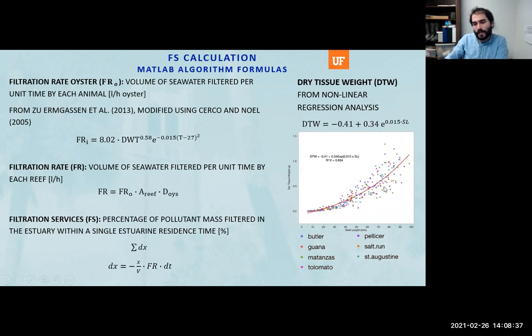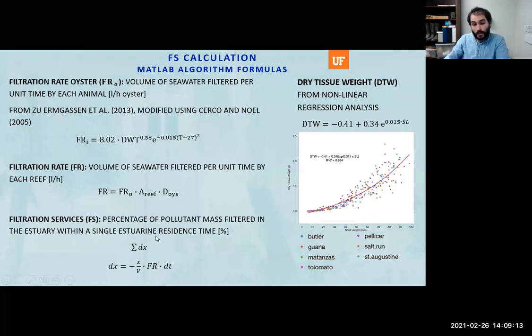So these are data measured inside the GTM: the shell length and the dry tissue weight. And we found this formulation to describe the dry tissue weight using the shell length for all the oysters inside our domain. And this is the temperature. So it goes with the weight of the oysters and the temperature of the water. Multiplying this value by the total number of oysters inside a reef, we have the filtration rate of the reef. And then we have the filtration services, which is the percentage of pollutant mass filtered in the estuary within a single estuary residence time.